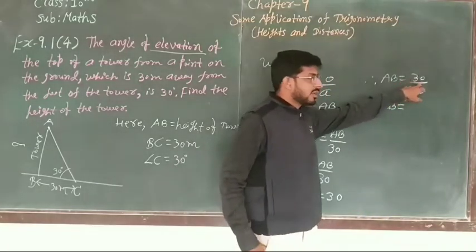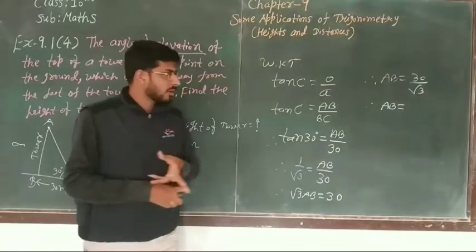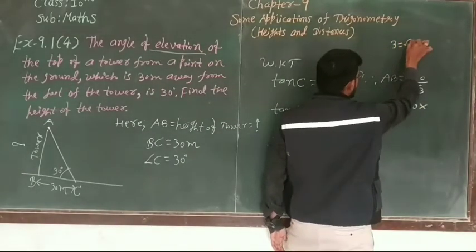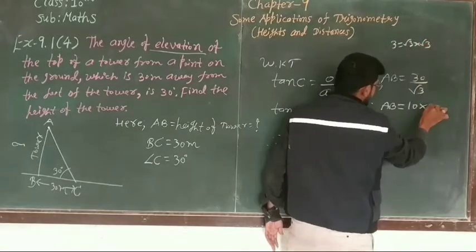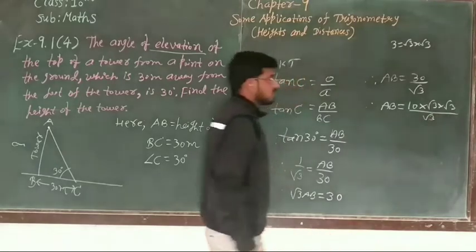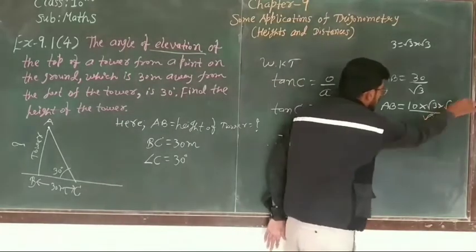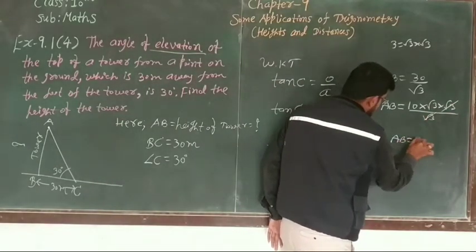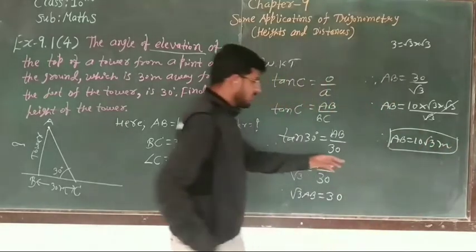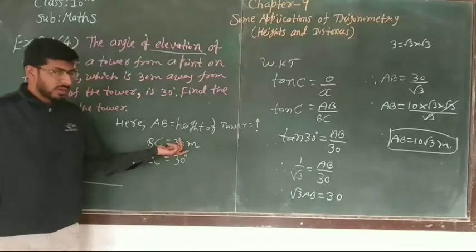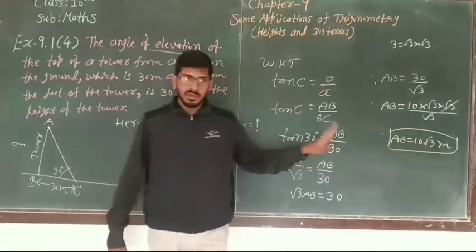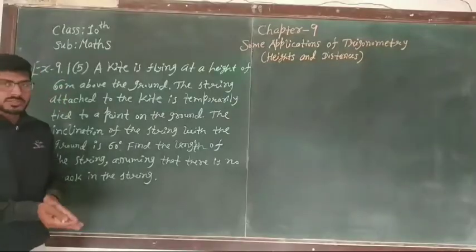Now simplify. Here 30 is equal to, we can write 10 into 3, and 3 is equal to, so we can write root 3 into root 3. So 10 into root 3 into root 3 divided by root 3. So one root 3 will be cancelled out. Therefore the value of AB is equal to 10 root 3 meters. Okay. Because the value of BC is given in meter. So we get the value of AB is equal to 10 root 3 meters. Is it clear?